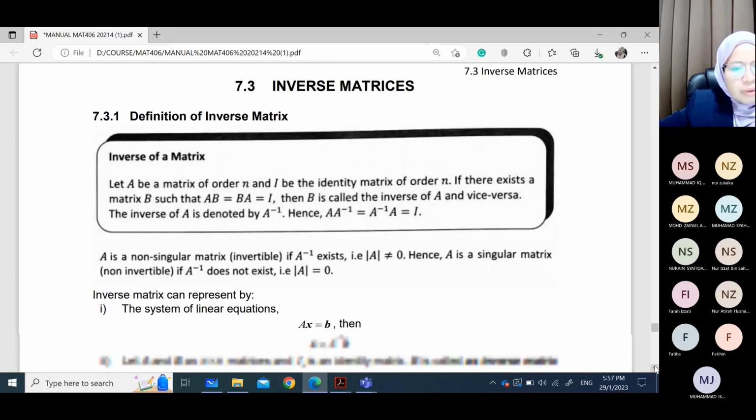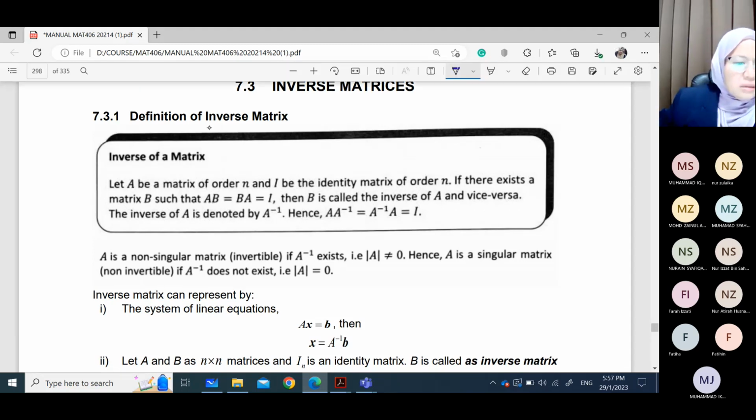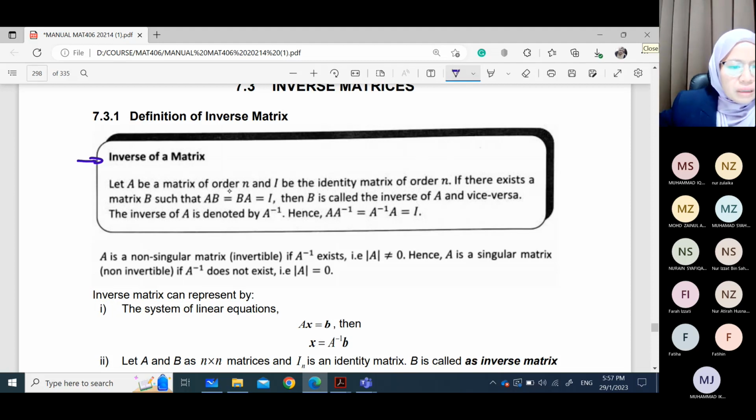Okay, so sekarang yang ni penting, inverse matrix, inverse matrices. Okay, so look at this definition. So inverse of a matrix, let A be a matrix of order n and I be the identity matrix of order n. So if there exists a matrix B such that AB equivalent with BA equivalent with I, then B is called the inverse of A and vice versa. Okay, so the inverse of A is denoted by A power of -1. So this is a notation for A inverse. Hence, A multiply with A inverse, it is equivalent with A inverse times A equivalent with identity.